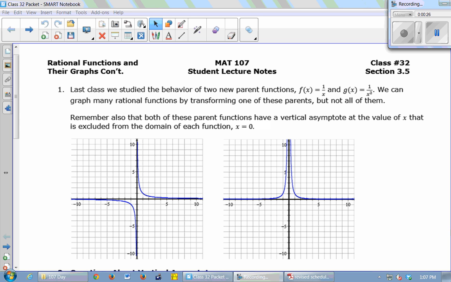Remember that both of these parent functions, 1 over x and 1 over x squared, had a vertical asymptote at the value of x that's excluded from the domain of the function, which was 0 for both of those. So in both of these pictures, you see a vertical asymptote, that is a line that the graph gets close to but never touches.